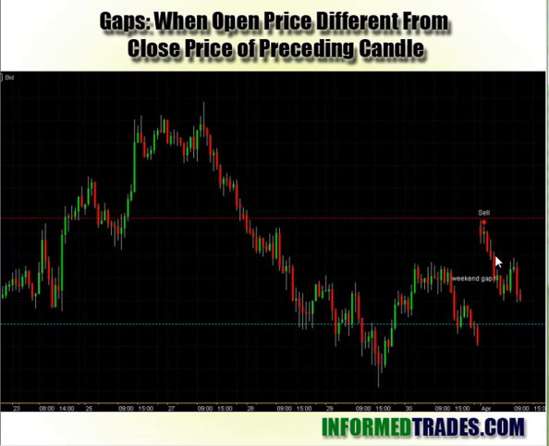So this is what we're looking for, and there are ways to trade this. Often, you can speculate that the gap will close or get filled. So if you see this gap here, and price here, there's a sell opportunity. You can see that denoted on the chart, in expectation that the gap will fill.